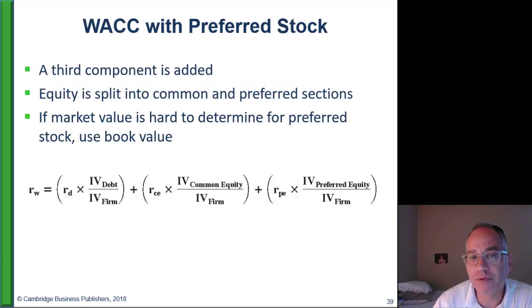Now, if you're going to use preferred stock, not many companies have preferred stock, I'd say less than 1%, then you would need to split up equity into common and preferred portions and add that to the intrinsic value. So you would have three components: debt, common equity, and preferred equity. The original edition of this book used this formula entirely, even though most companies don't use preferred equity.